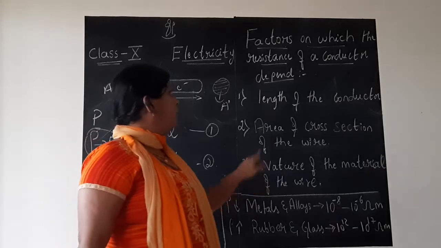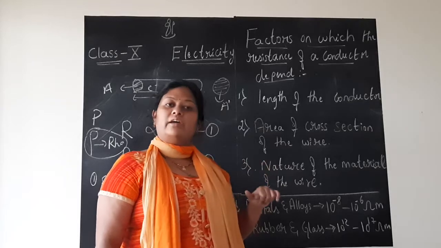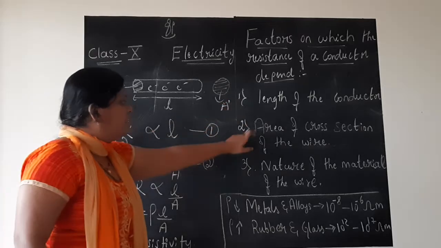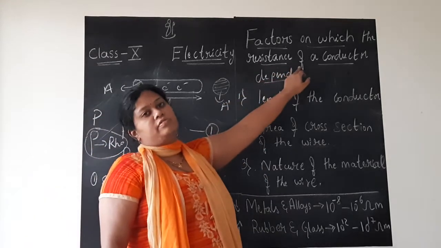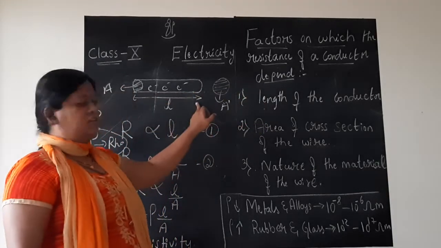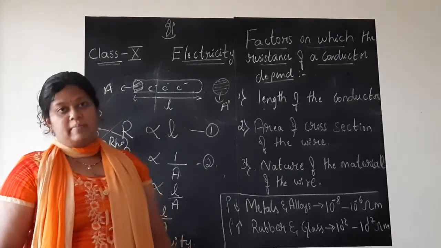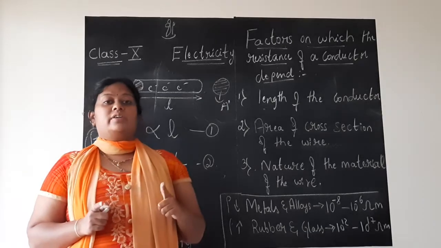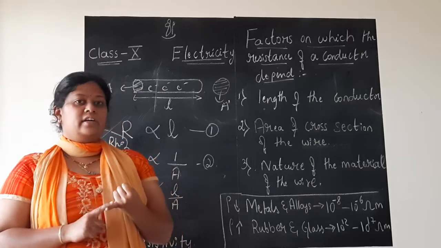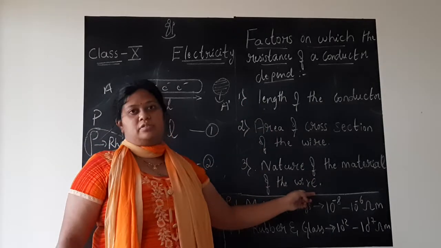Here you have the third point now. The resistance also depends on the nature of the material of the wire. What material it is made up of also counts. So these are the factors on which the resistance of the wire depends. It depends on the length of the conductor, the area of cross section, and also the nature of the material. This is a most repeatedly asked question, children: on what factors does the resistance of a conductor depend? It depends on the length of the conductor, area of cross section, and nature of the material. These are the three points which you should write.